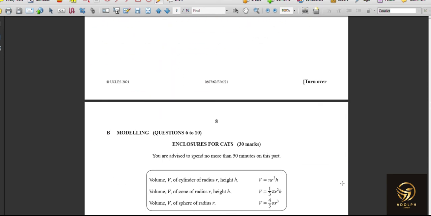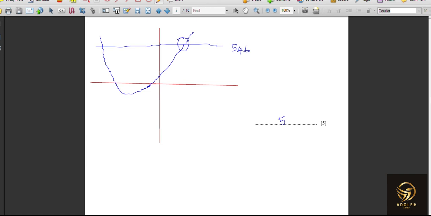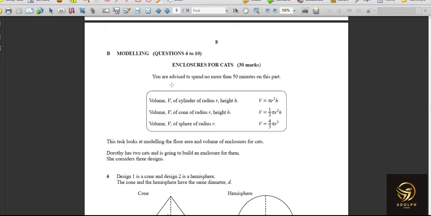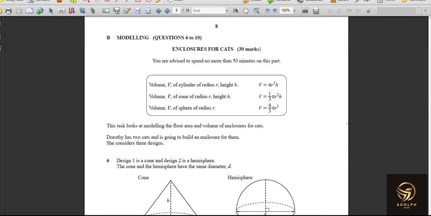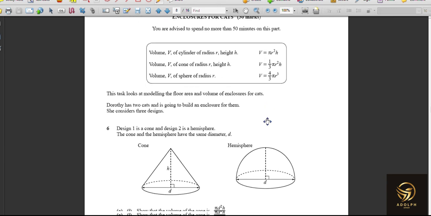So we finish the investigation part, and we'll start the modeling. Let's continue doing modeling, and it is all about enclosures for cats. Here they have given some formulas for the volume of a cylinder, the volume of a cone, and the volume of a sphere. Let's get into the question.